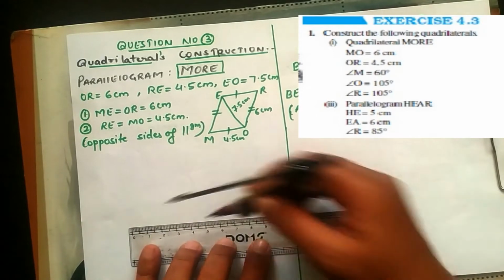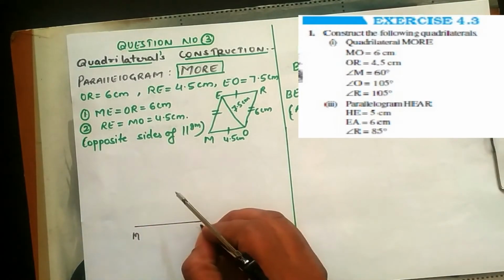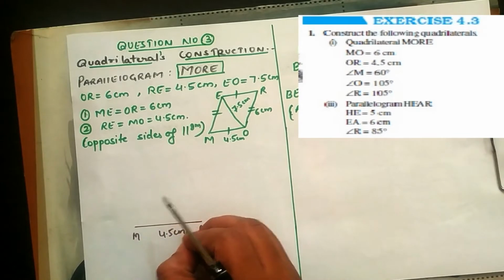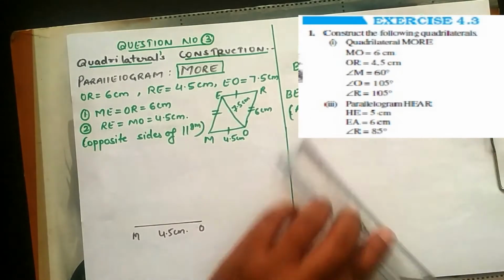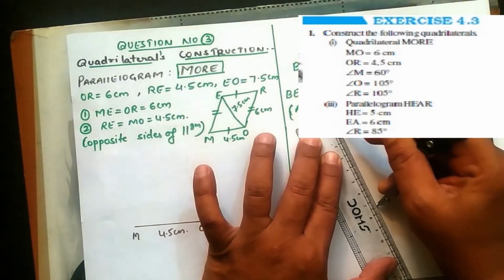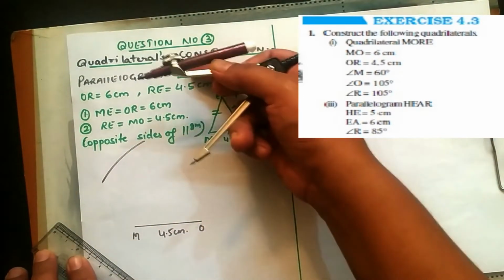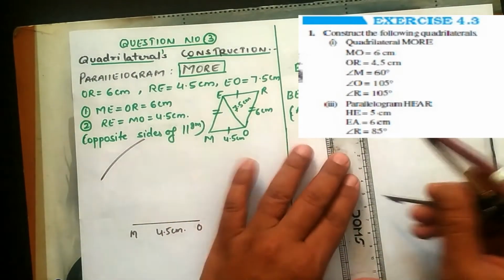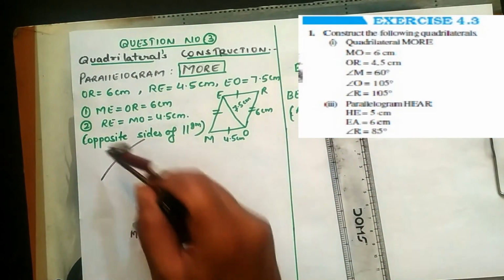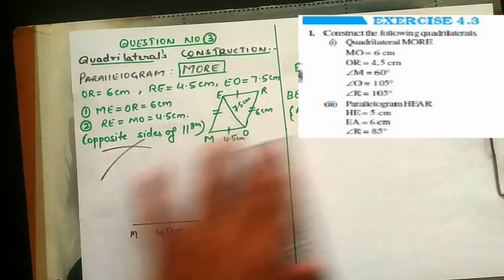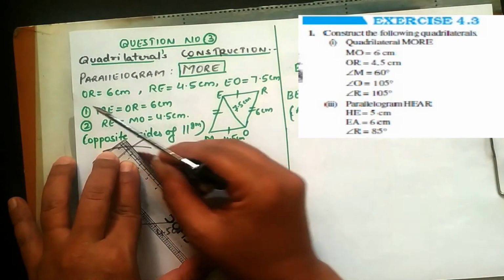So again fixing the baseline, which is very important. MO as a baseline, 4.5 centimeter. Then I'll go for the other fixed points, which are EO and ME. So for EO I will take 7.5 centimeter. In this way the diagonal will be on this side, of course in a cross manner. ठीक, and ME is 6 centimeter. 6 centimeter with the help of ruler and compass, drawing an arc, taking M as the center, and here we have got E as an intersecting point.